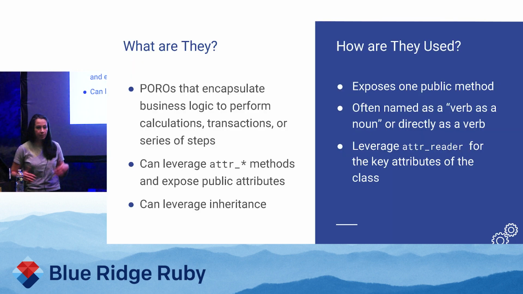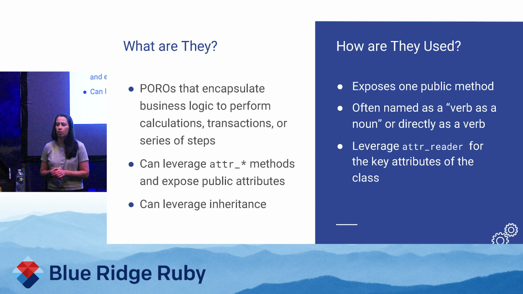So in the apps that I write, services are POROs that encapsulate business logic, but usually for calculations, transactions, or a series of steps for procedural code. I personally have really leaned into that. I know that there are different perspectives out there. The great thing about services, even though they're procedural code, and maybe you're thinking that's not really leveraging all the great functionalities of object-oriented programming, is you can still take advantage of some of those benefits, right? You can expose some methods using convenience helpers like attr_reader, or just define public methods. And you can also leverage inheritance.